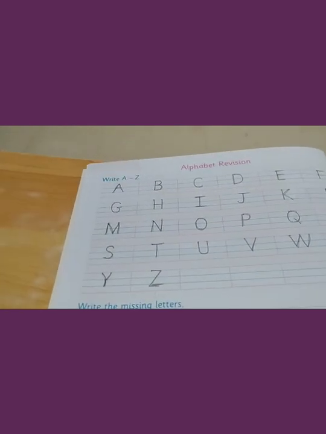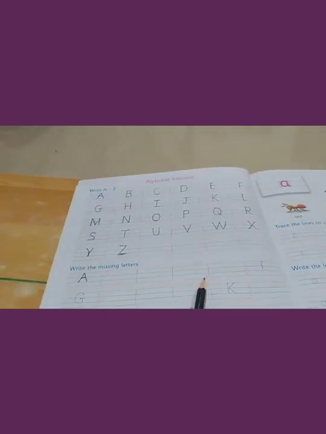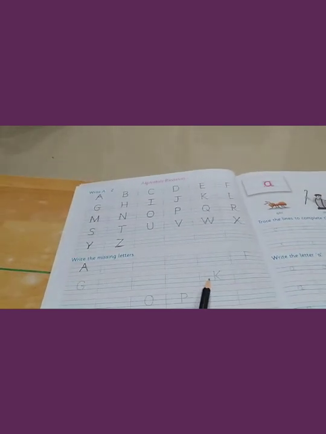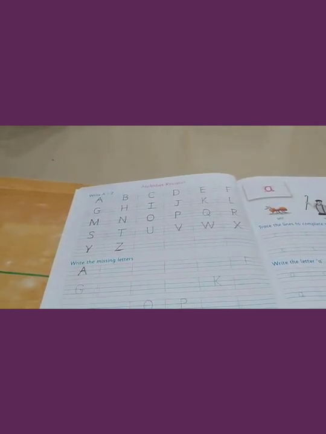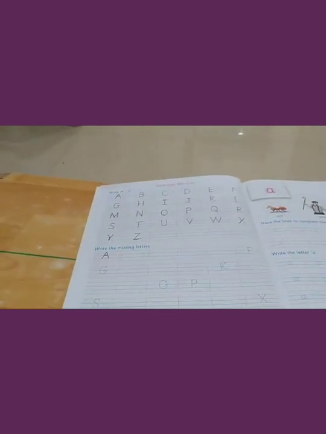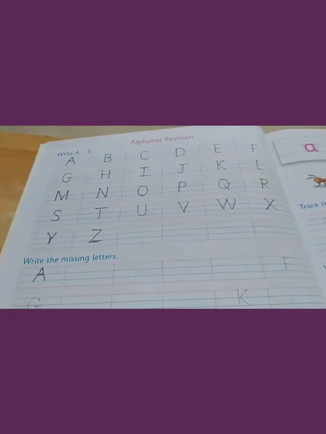Right. Second one is write the missing letters. So here A is there, and in the middle there is a gap. Here F is there, G, and again a little gap, K is there. Again a gap is there. Again here, a gap, O, P. You can see these are the gaps. Where gaps are there, there you have to fill in the alphabets.